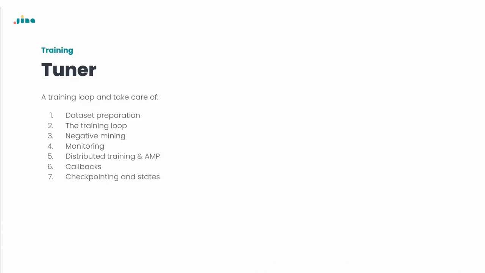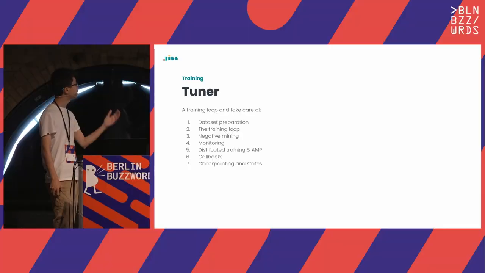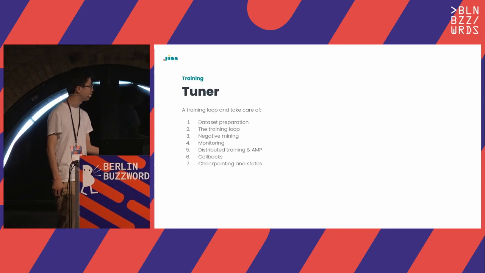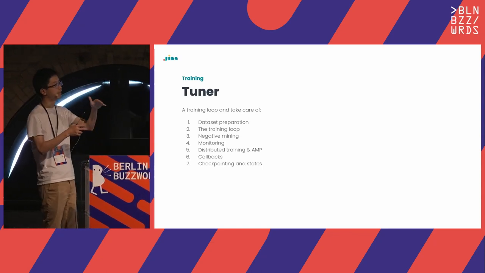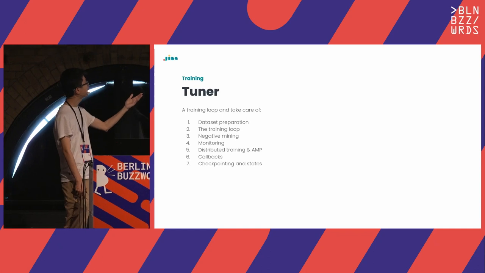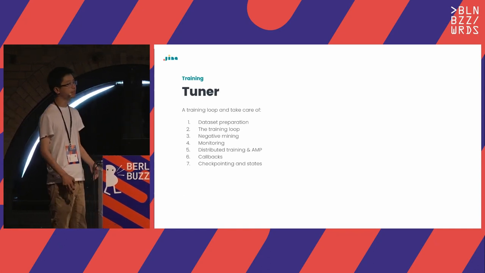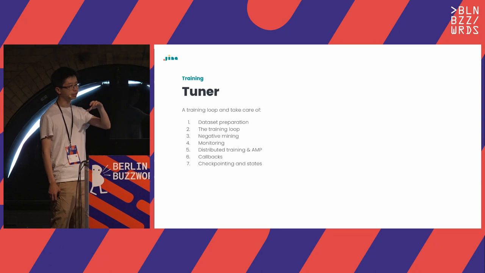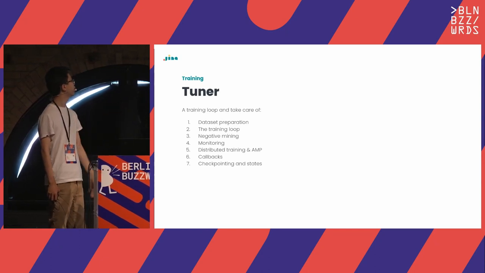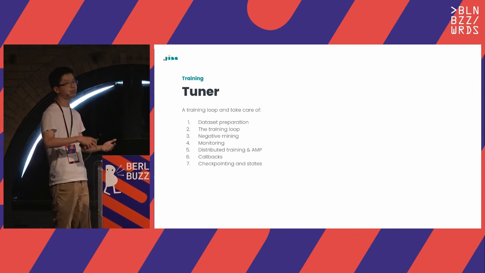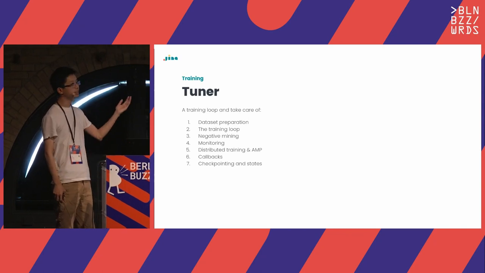In order to achieve this within the fine tuner, we implemented another module, which is called tuner. The tuner takes care of the training loop, such as the dataset preparation, basically PyTorch datasets, data loaders, and the training loop, which is basically, for a given batch, how you do the optimizer step, this kind of thing. Then the hard negative mining, monitoring, distributed training, because sometimes your model cannot fit into one GPU, and automatic mixed precision training, using float 16 for training. And a list of callbacks, such as the evaluation callback, because it has been very popular, the Weights and Biases callback to monitor your machine learning training, and the checkpointing and tuner states.